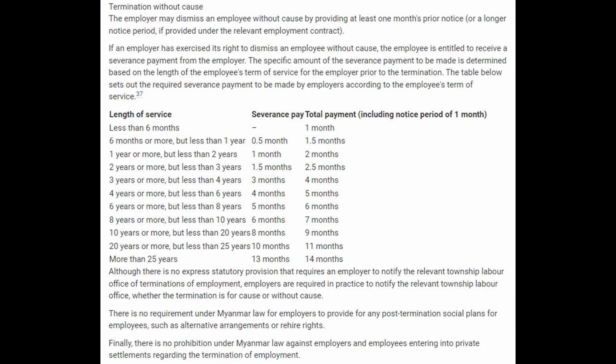Even though there's no express statutory provision that requires an employer to notify the relevant township labor office of terminations, they normally do. Furthermore, they don't have to do rehire rights. There's no rules regarding rehire rights. And you can also do something on your own end.